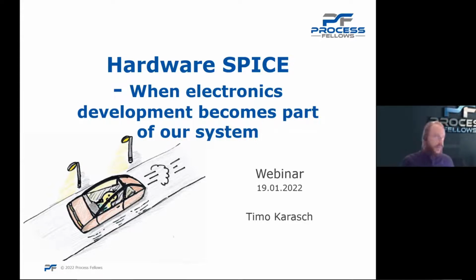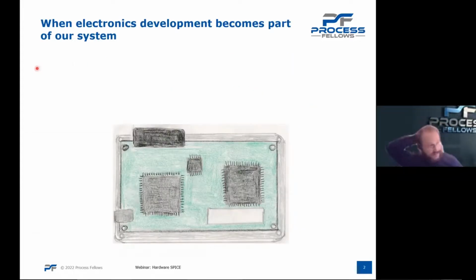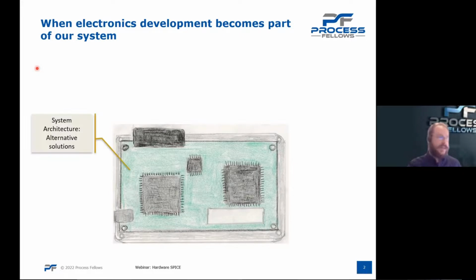Let's try to see a little bit what really has changed during the last years. This is electronic development, and the big challenges we have focused on during the last years are, first of all, system architecture. When you deal with a system architecture, you need alternative solutions. You can handle things in software, you can handle them in hardware, you can have different ideas; products need to get smaller and not that heavy anymore. So alternative solutions are a topic we need to deal with.